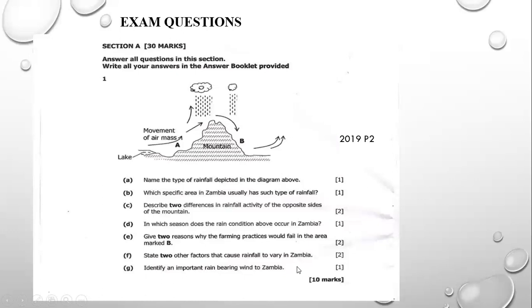On the southeastern part, we have what we call the southeast trade winds. The southeast trade winds on the eastern part of Zambia are the ones that bring about rainfall to the eastern part of Zambia. The southeast trade winds. So those are examples of important rain-bearing winds to Zambia.